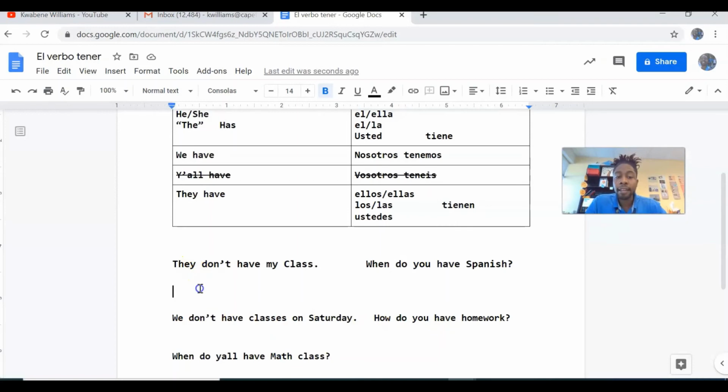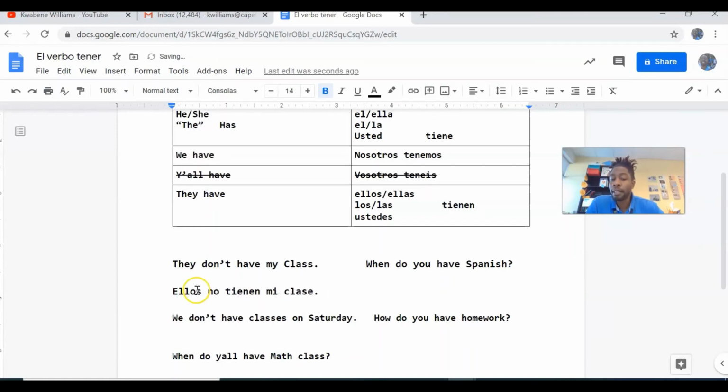So they don't have my class. We see our subject is they have. We want to choose the form that matches they, which would be ellos or ellas. I don't know who they is specifically in this sentence, so I'm going to need tienen. We're going to translate they as ellos. We're going to say don't have, no tienen. And now we're going to say my class, mi clase.